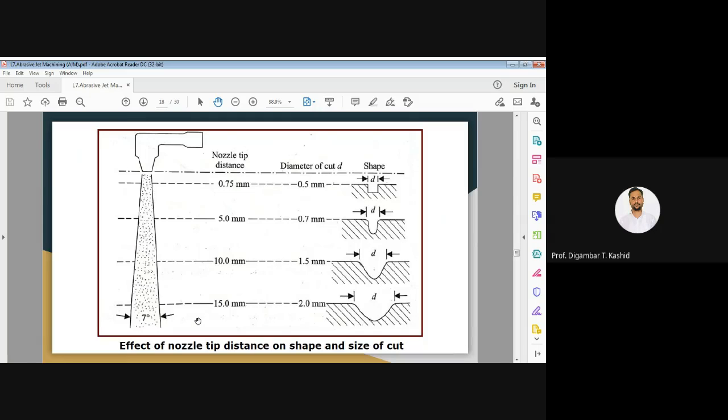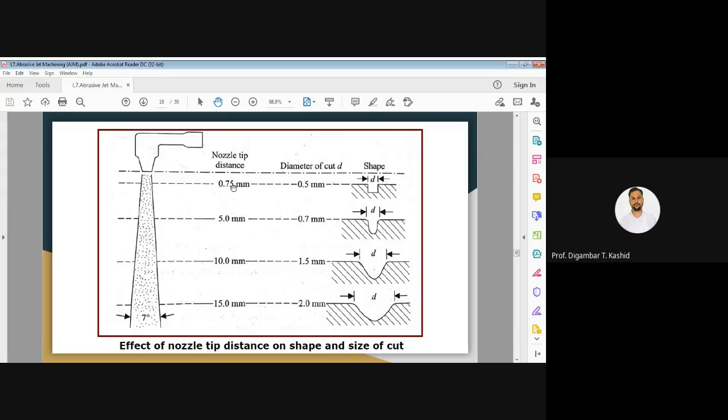Here again the same diagram I have shown in another way, with the help of statistics. Firstly, if you take the standoff or nozzle tip distance as 0.75 mm, the diameter of cut or cavity diameter you will get is 0.5 mm. The shape will be like this. Now if you further increase the nozzle tip distance up to 5 mm, then the diameter of cut also increases up to 0.7 mm.